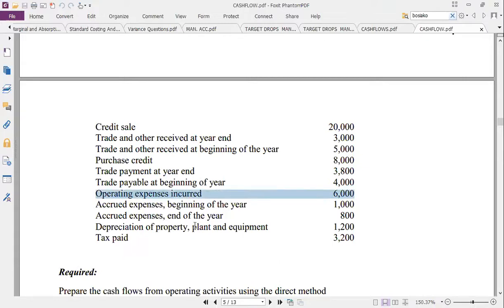The 6,000 series, they've already included what? Or they've added the 1,200 to it. We take it off and get the actual operating expenses paid. So that is it. And tax paid is there nicely. We are done. So prepare cash flow for operating activity using what? Direct method. So let's start with.